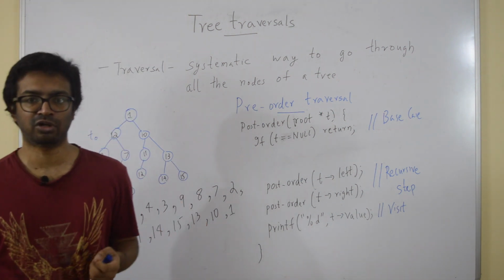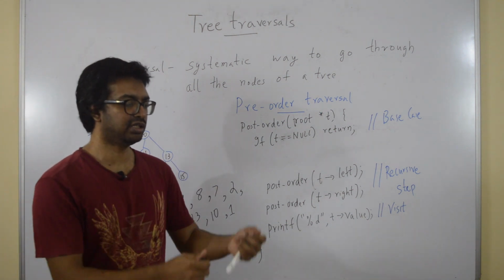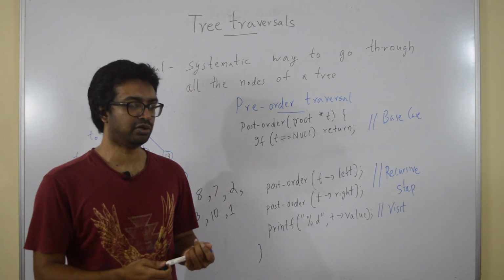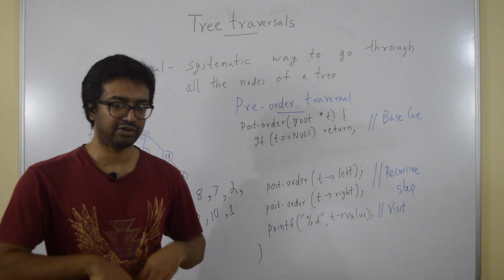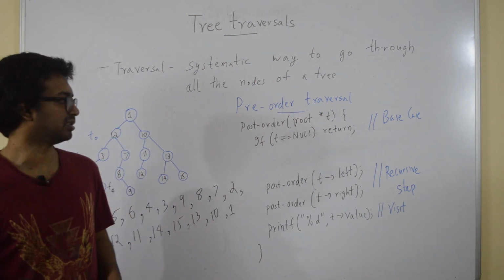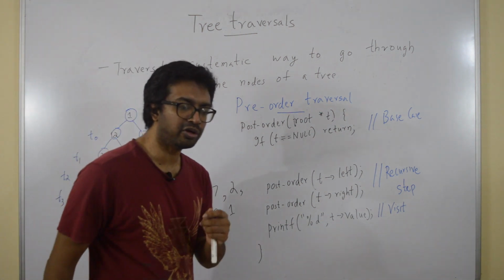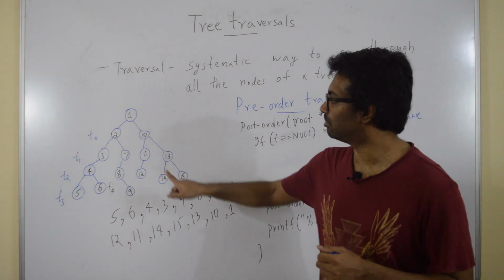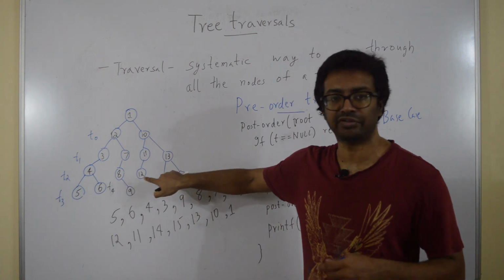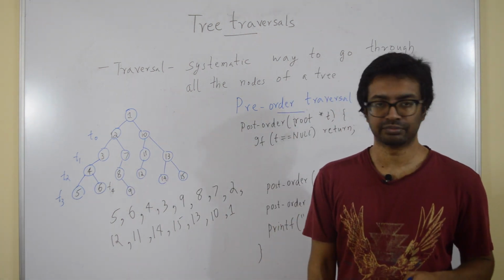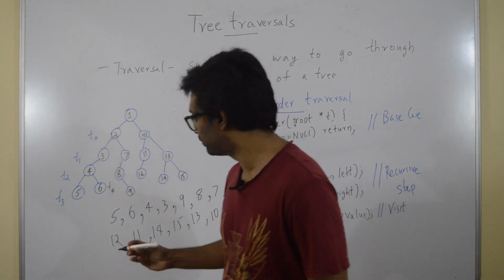And what was pre order? Recollect. I first visit the node, so I print the value of the node, then I visit the left child, left subtree, and then I visit the right subtree. That was pre order. Okay, so in this tree, what was the pre-order? Just recollect, the pre-order was basically this numbering 1, 2, 3, 4, 5, 6, 7, 8, 9, 10 up to 15. Okay, so this is post order.